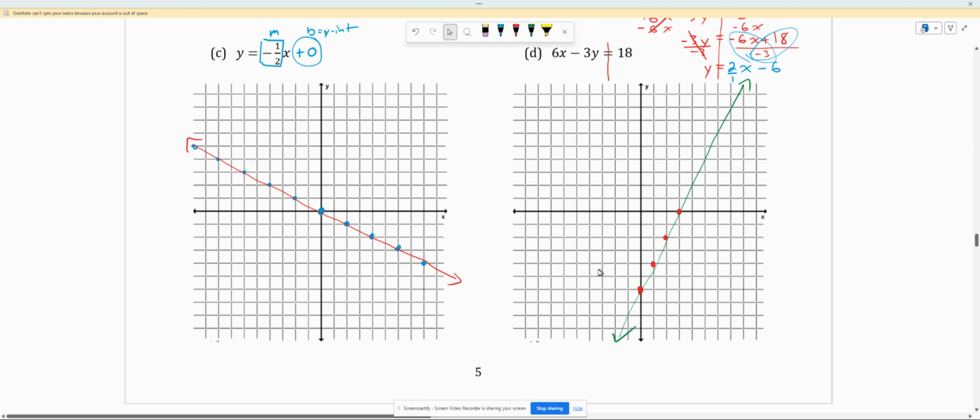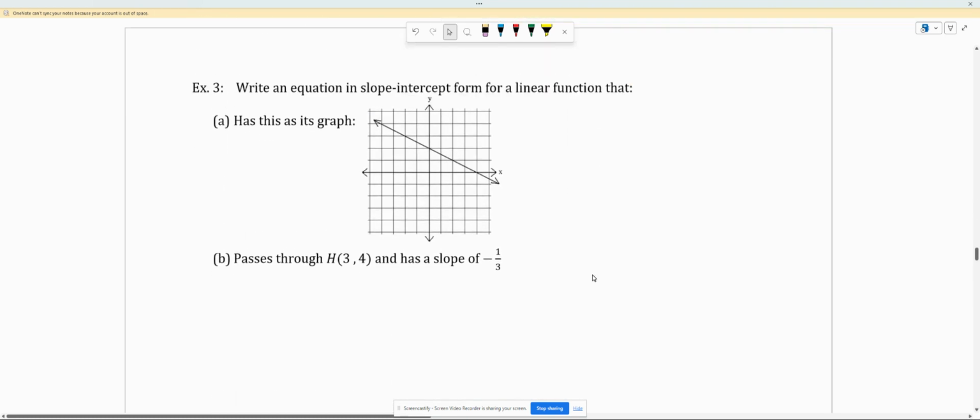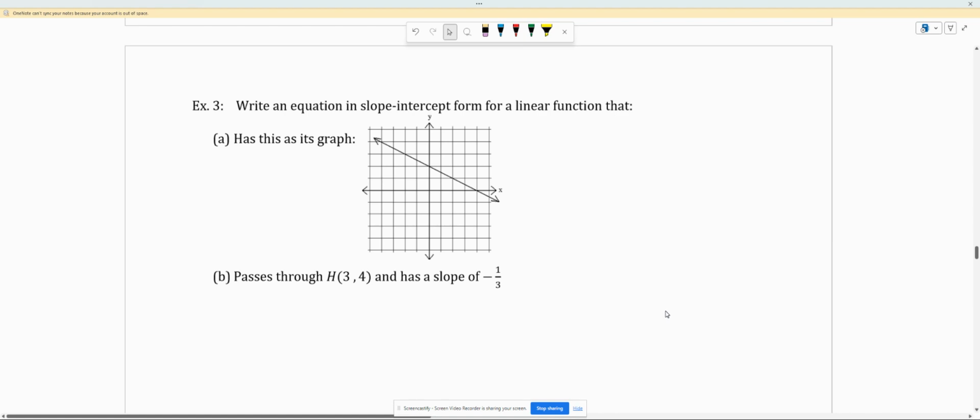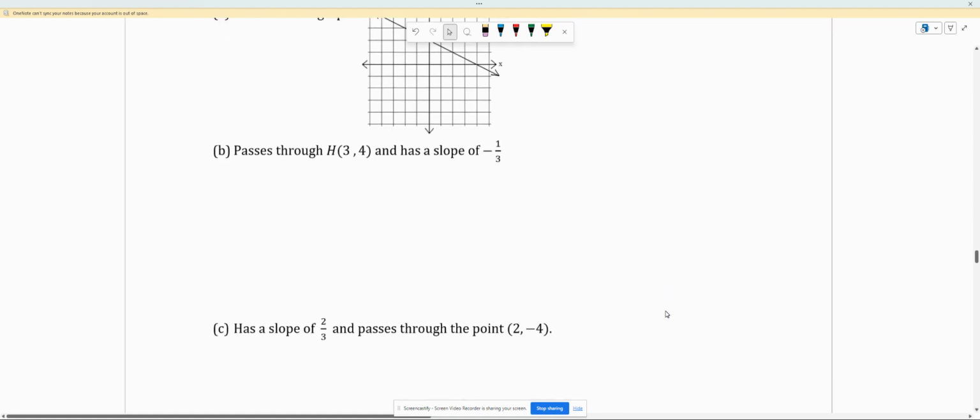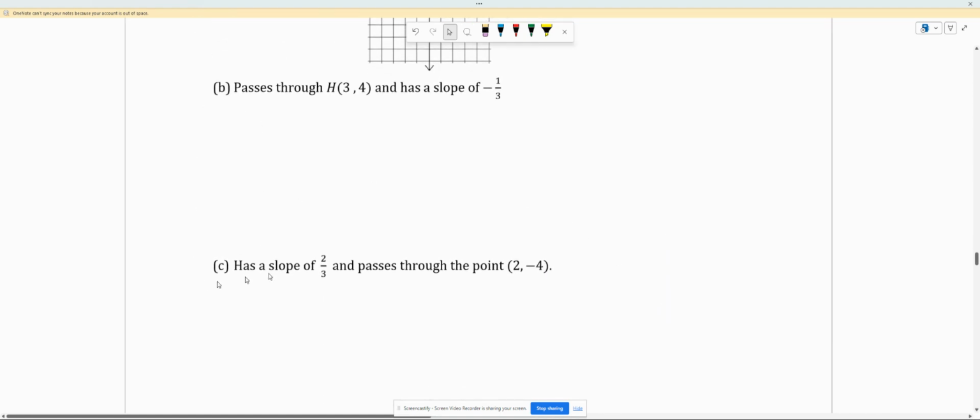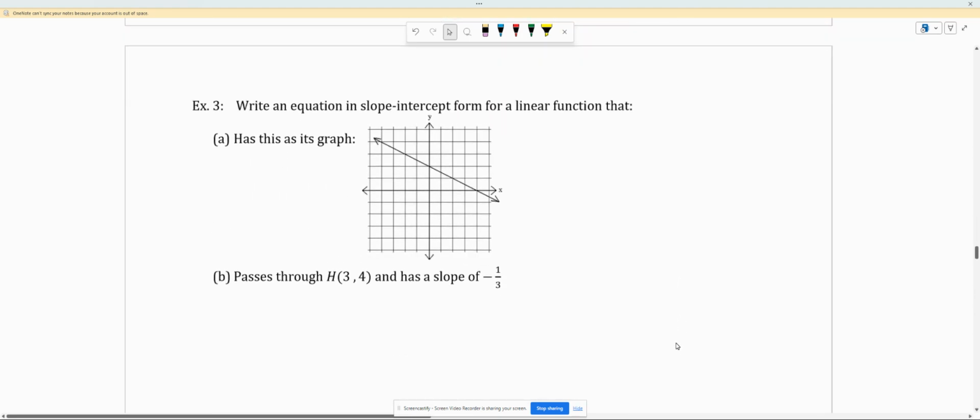All right, next page. Let's see what we can do now that we know this. So we're going to have 4 different types of questions, or really just 3. B and C are really similar to each other. So let's first, how could we write an equation? Okay, can we go backwards? What if we don't have the equation? And what if we have a graph?